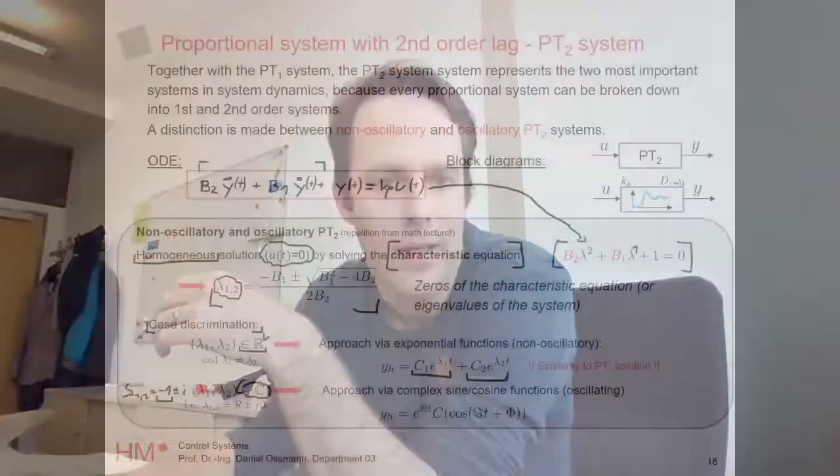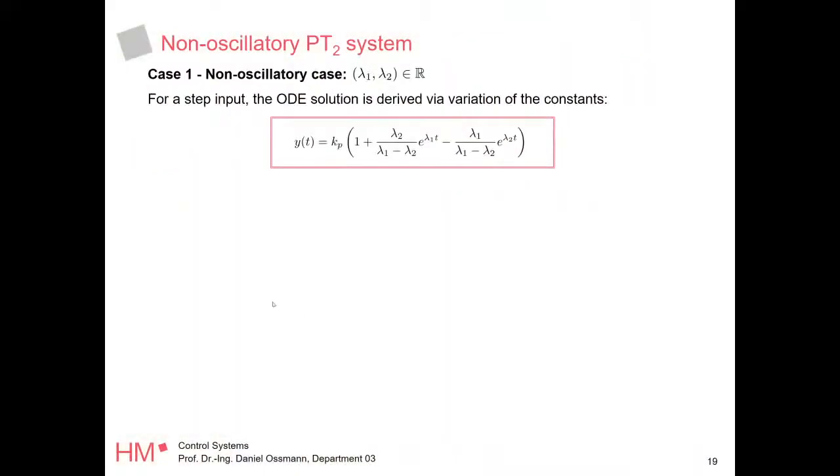Okay, next we're gonna look at the time responses of the two cases, and we're gonna start with the more boring case, the non-oscillating case. This is gonna go quick. So for a step input, and this is already the solution, right? I'm just writing it there.